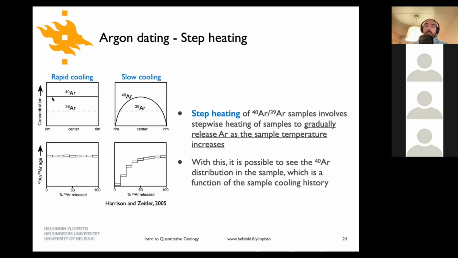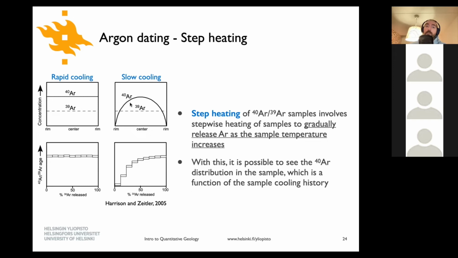At the beginning, in this case, the concentration's high near the rim of the crystal, and so at low temperatures, when you first start to release the helium, the whole crystal hasn't been heated. It's only heating the outside. You're only getting the transport of argon from the edges of the crystal to being released out to the outside. As you heat up more and more, you'll get more argon coming from further toward the center of the crystal. But in this case, because the concentration's constant, you see that the argon release and the argon age is pretty much constant as well.